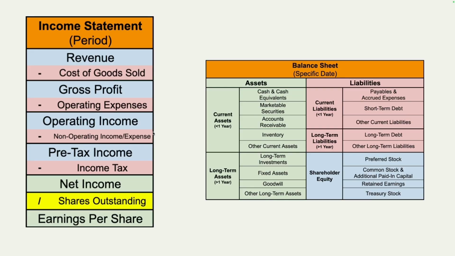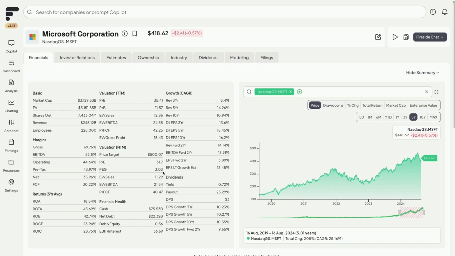So when visualizing a company's return on equity, the numerator here is the company's net income, which comes from the income statement, and the denominator here is the company's shareholders' equity, which comes from the balance sheet. Heading over to FinChat, we can see that the company's return on equity, or ROE, is listed right here. Now, Microsoft has a 5-year average return on equity of about 43%.